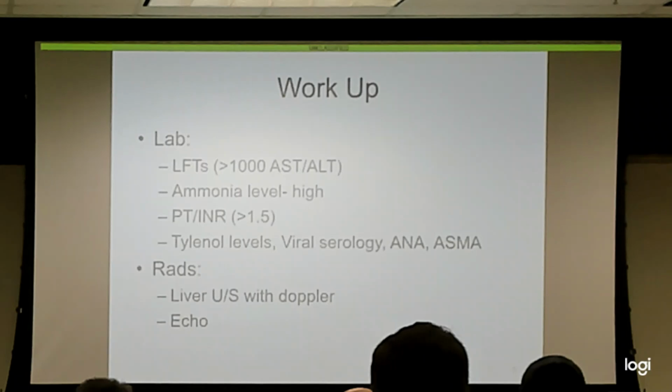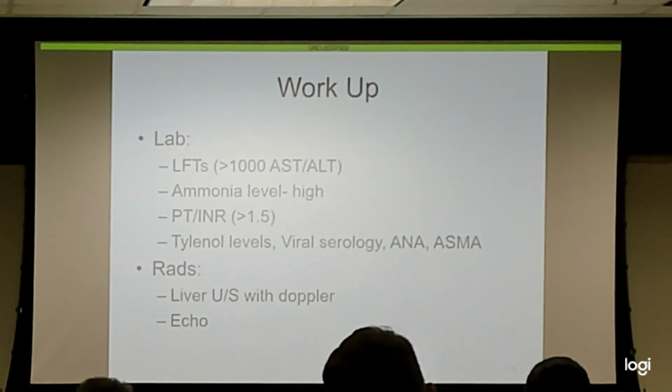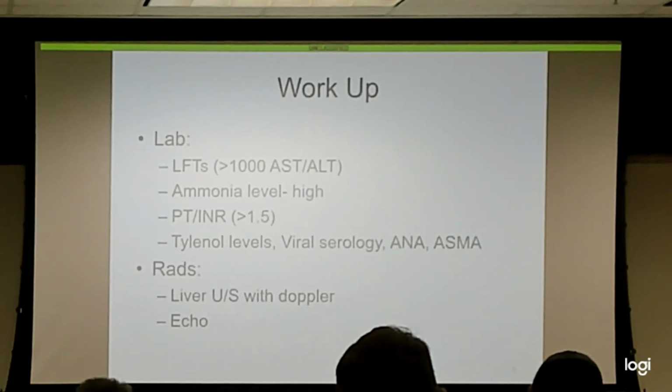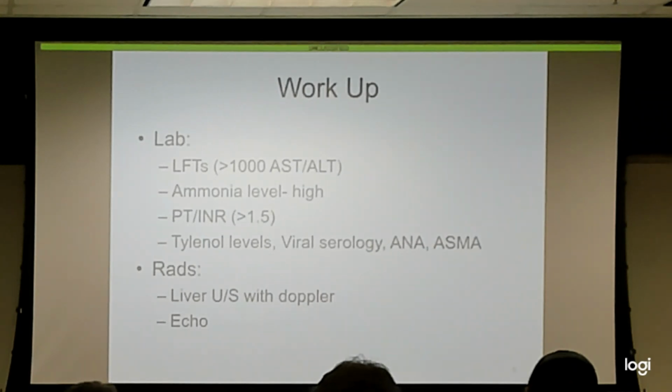And so my workup, again, my LFTs, AST and ALT greater than 1,000, is acute liver injury or liver failure. My ammonia level, I'm going to check that, and it's high. PT INR is going to be greater than 1.5. I want to check my Tylenol levels. Again, history and physical exam too.